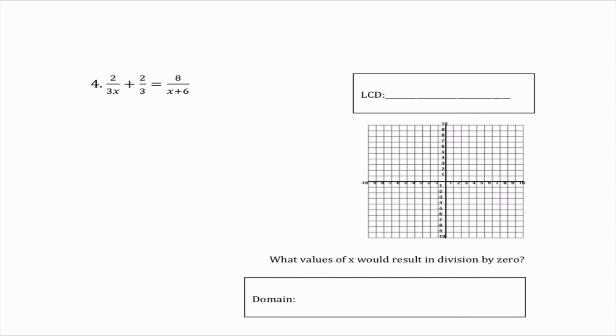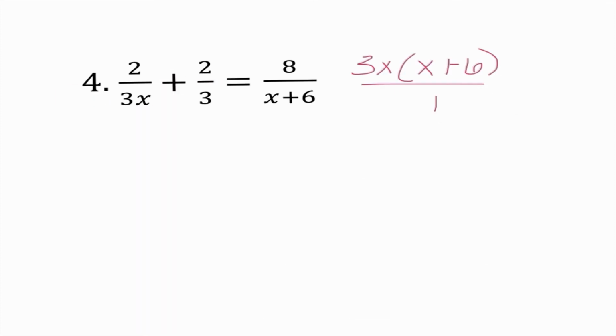And here's our final problem. So I can tell that we cannot cross multiply this one because we have 3 different fractions. So I first need to figure out my LCD, which looks like it would be 3 times x plus 6, because those are the only factors that we see in there. So now I need to multiply everything by this LCD.